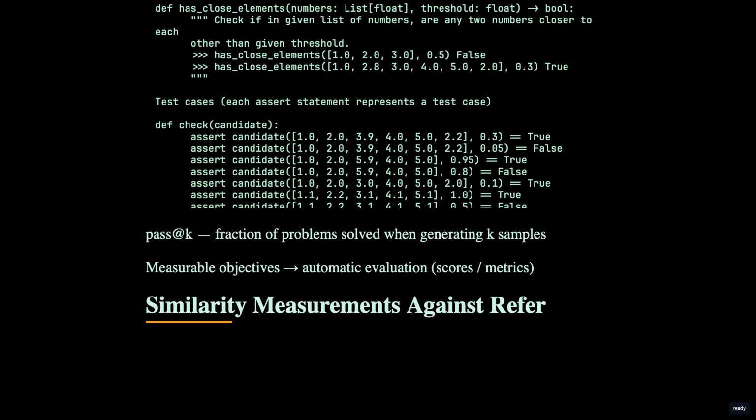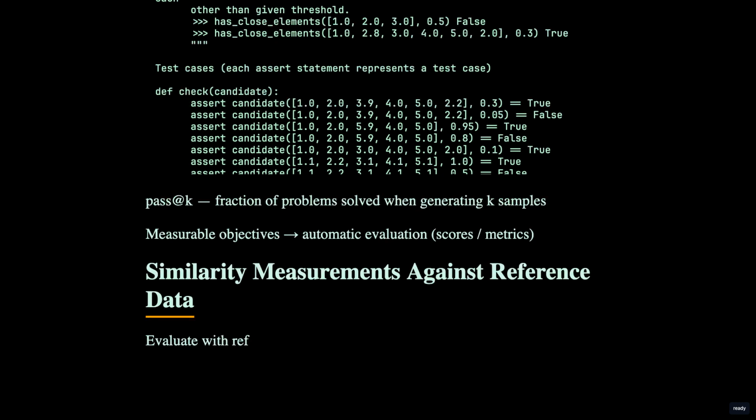Now we'll learn how to compare model outputs to reference data using common similarity metrics. I'll introduce metrics like BLEU, ROUGE, and cosine similarity, and explain when each one is appropriate and what their scores mean. When you can't automatically test correctness, a common approach is to compare model outputs to reference data, known correct answers, or human examples. For example, to evaluate a French-English translation, you compare the model's English sentence to the correct English translation, using automatic metrics or human judgment.